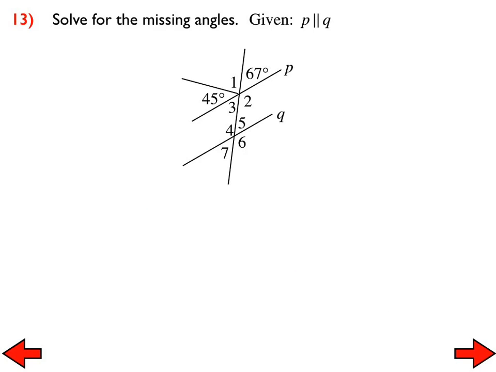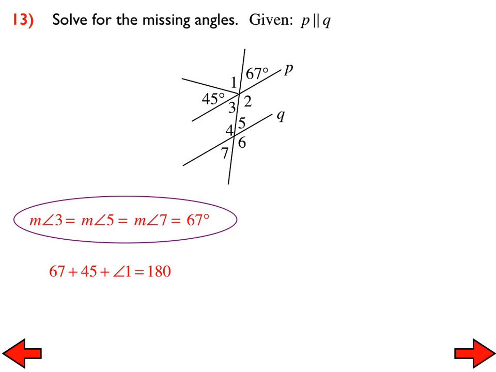All right, number 13. We keep getting a little more complicated here. I'm going to start with the fact that angle 3 is vertical to the 67 degree angle, and angle 3 and angle 5 are alternate interior angles because P and Q are parallel to each other, and angle 5 and angle 7 are vertical angles, so all of those are 67 degrees. From there I can use some supplementary angle ideas, and that would make angle 1 supplementary with 45 and the 67. All three of them add up to 180. Angle 1 is 68.